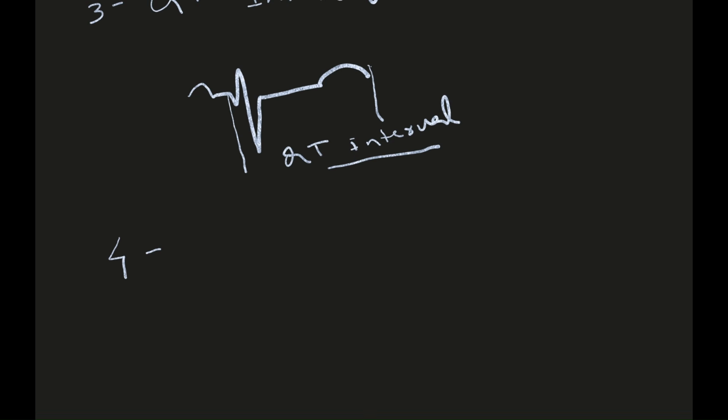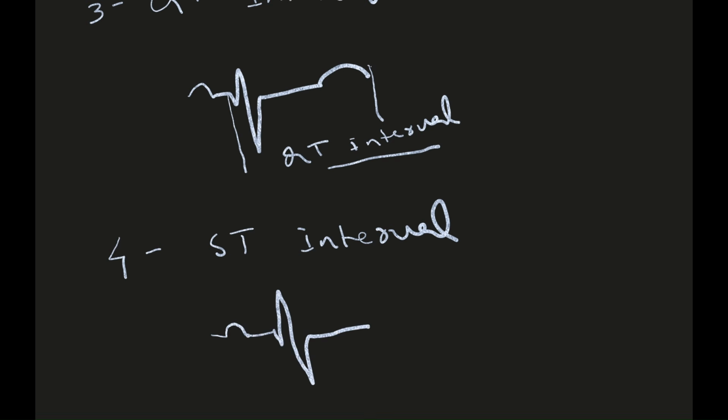You remember the ST segment? The ST interval includes the ST segment plus the T wave. Let me show it to you on this ECG. Say, for example, this is the P wave, QRS, and this is the T wave. So the ST interval is from here to here. This will be our ST interval.